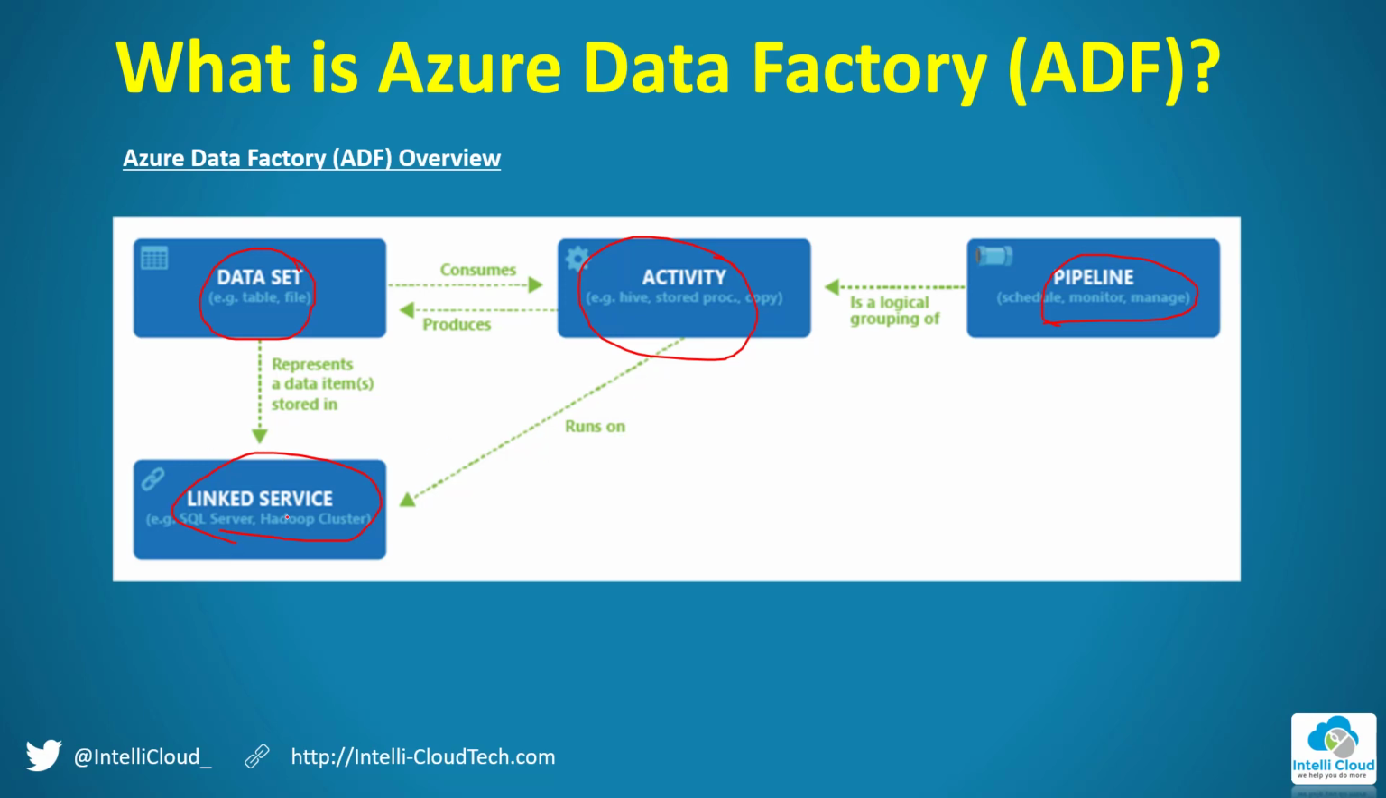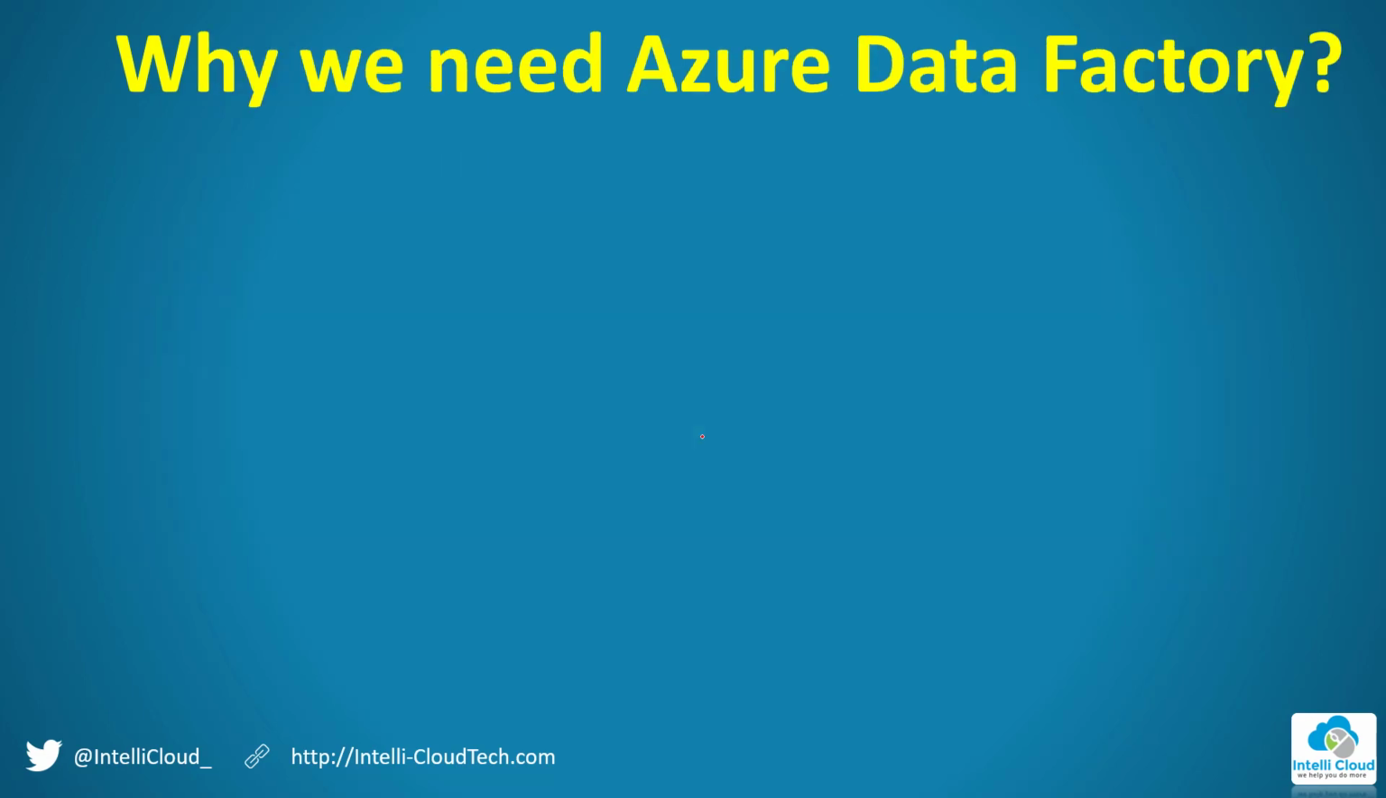So these activities, datasets and linked services are interlinked and they run on each other. Like an activity runs on a linked service and it checks the server name, the destination server name, what has to be performed, and how to connect everything. So this is an overview of the main components of Azure Data Factory. Next one. So why do we need Azure Data Factory?